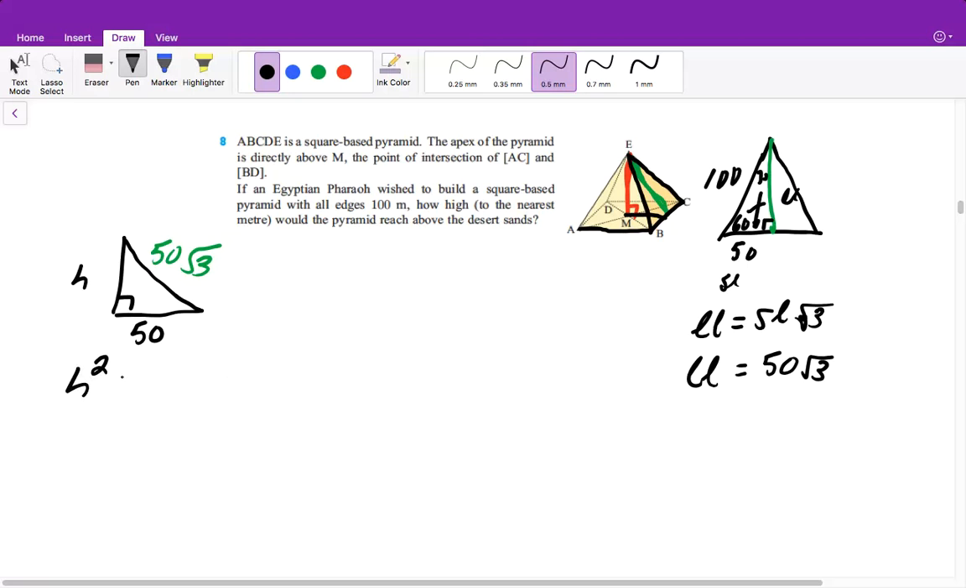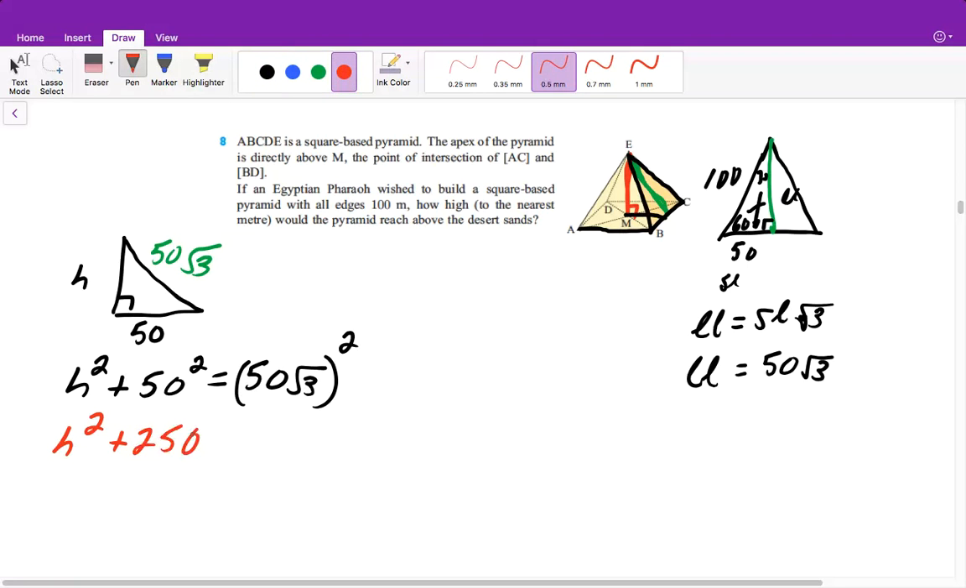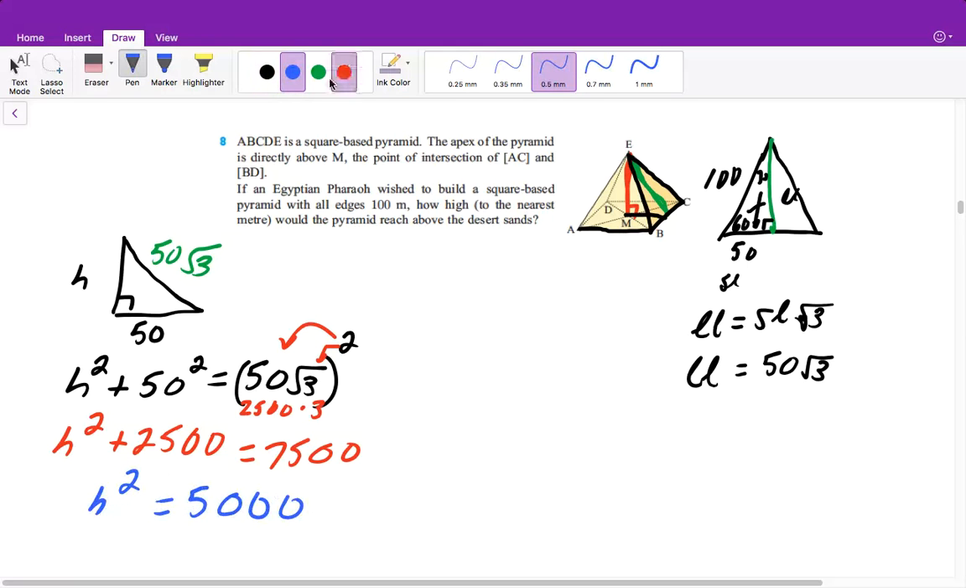So it'll then be h squared plus 50 squared is equal to 50 times the square root of 3, squared. So then here we would have h squared plus 2,500 is equal to, well, we will distribute this in, so that will then give me 2,500. And then we'll distribute this in here times 3, so that will then be 7,500. And then we will subtract over the 2,500. So we get h squared is equal to 5,000, which is exactly what we got in the last triangle.